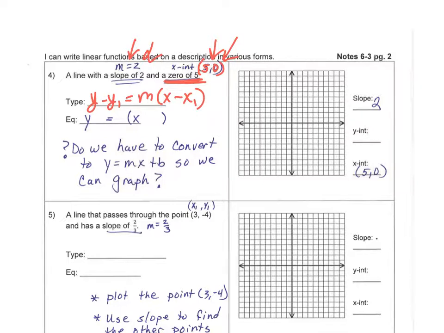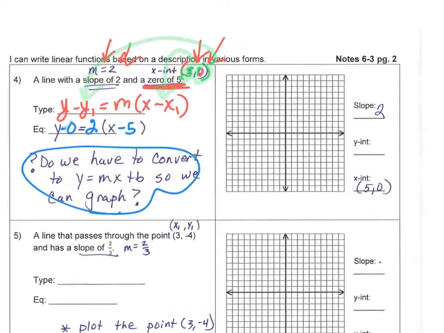Now I'm going to substitute in the information. So my x value is going to go here, and my y value is going to go here. So I'm going to have y minus 0, the slope is 2, right, and x minus 5, because it's going to change signs as it goes in. Now my question is, do we have to convert it like we did on the last problem? Is there an easier way? And the answer is there's an easier way.